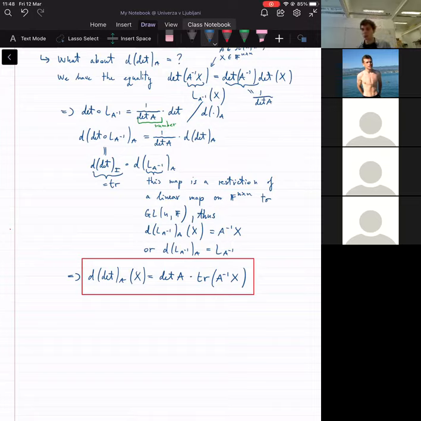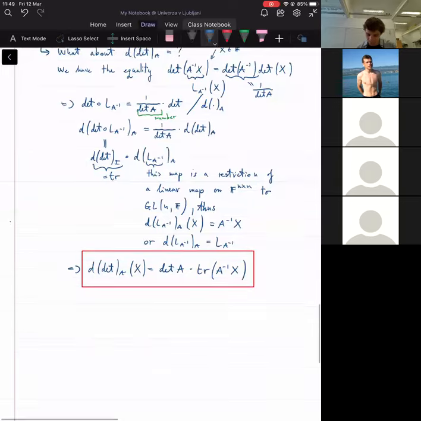Yeah, okay. So is this map surjective? This d of det at A, is this surjective? Because what?